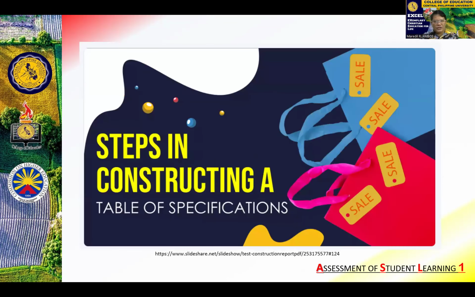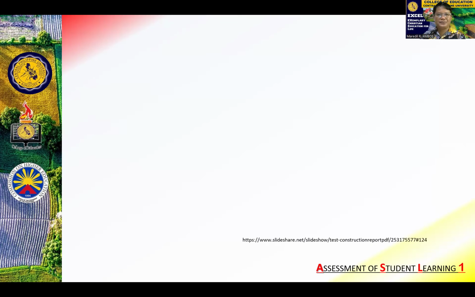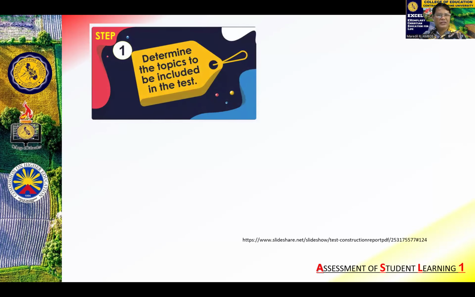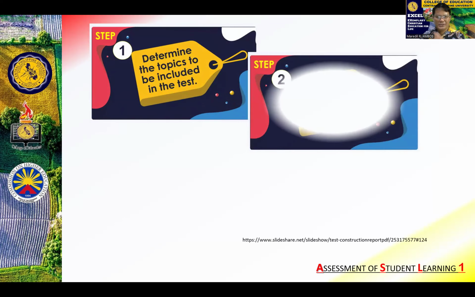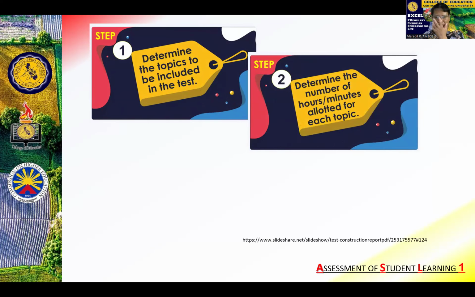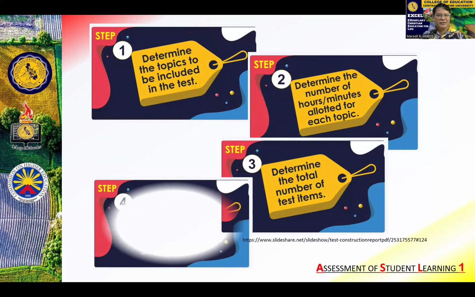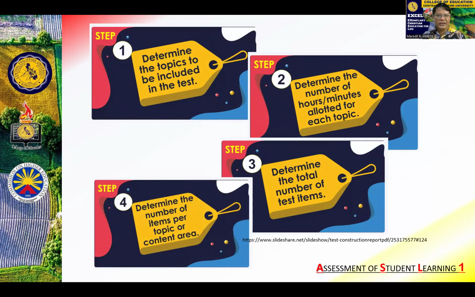Okay, we have the steps in constructing a table of specifications. The first is, determine the topics to be included in the test. The second one is determine the number of hours or the minutes allotted for each topic. The third is determine the total number of items. And then the fourth is determine the number of items per topic or content area.